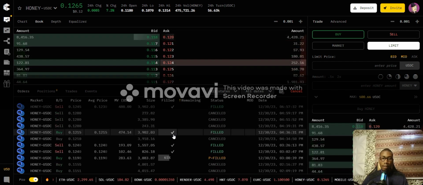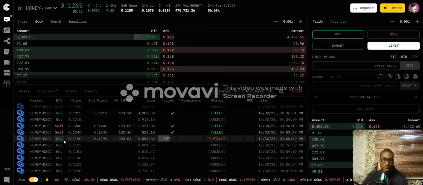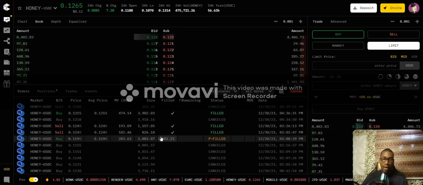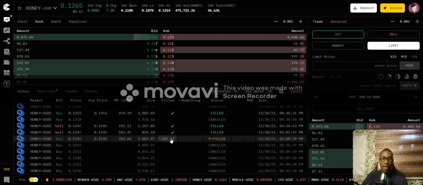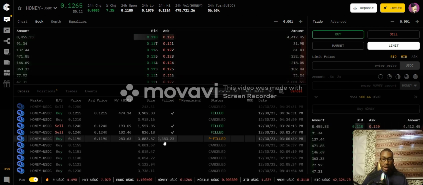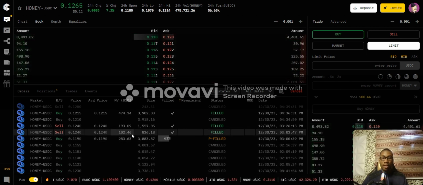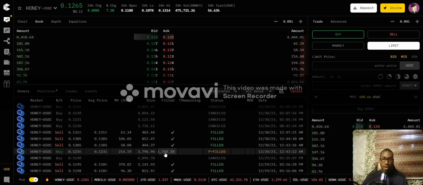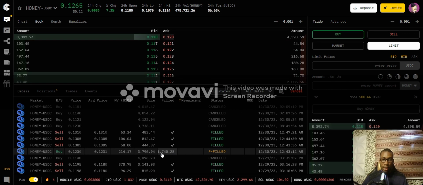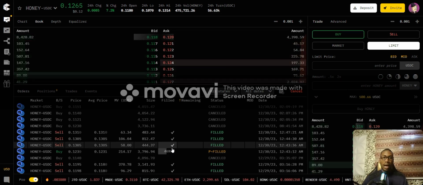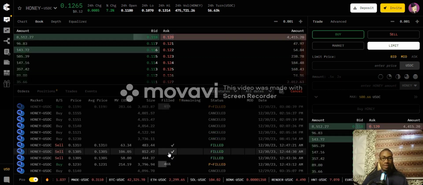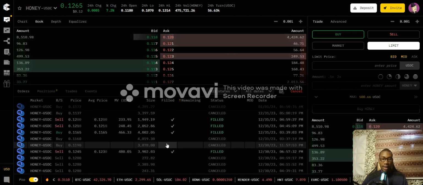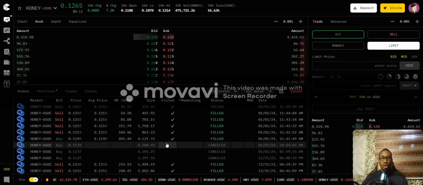Some might complete in percentage. You can see just like this order here where I bought and 61% was completed. Then later on, when the market reached that same price again, the remaining percentage was completed. So do not be scared, okay? This is just to tell you that 46% of your order was completed, and when the price hits back on that certain target or limit, then you're going to sell.